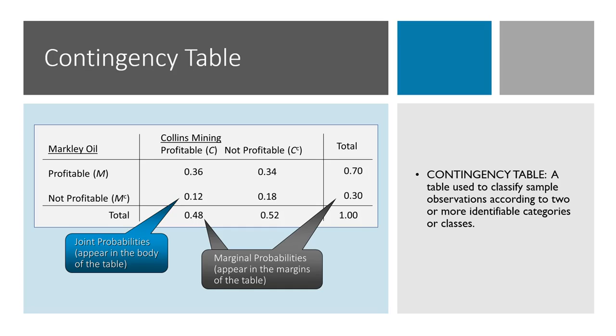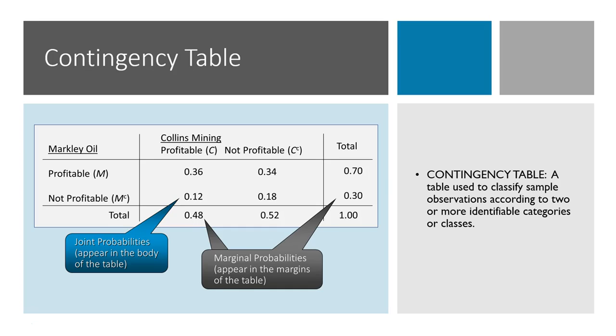So the way we would read this is the 0.36 is the joint probability of both Collins Mining being profitable and Markley Oil being profitable. The 0.70 in that total column on the far right only applies to the probability of Markley Oil being profitable. So if we're working with conditional probability, and I were to ask what is the probability of Collins Mining being profitable given that Markley Oil is profitable, I would do the 0.36 divided by the 0.70 to get the value that we calculated earlier.